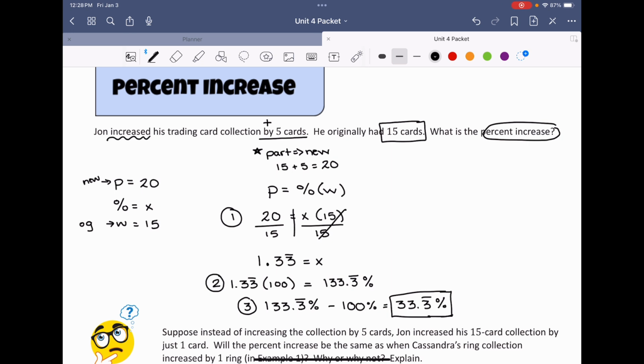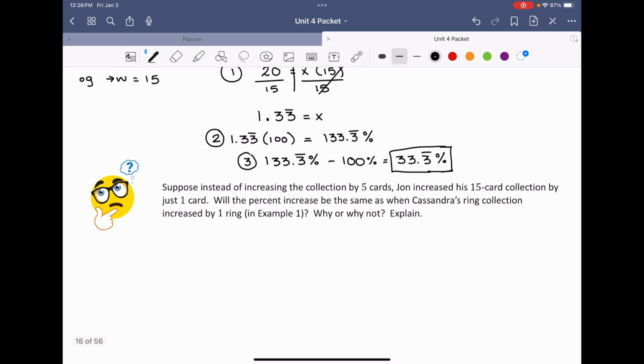All right, let's try another one. Suppose instead of increasing the collection by 5 cards, John increases his 15 card collection by just 1 card. Will the percent increase be the same as when Cassandra's ring collection increased by 1? Why or why not? Explain.